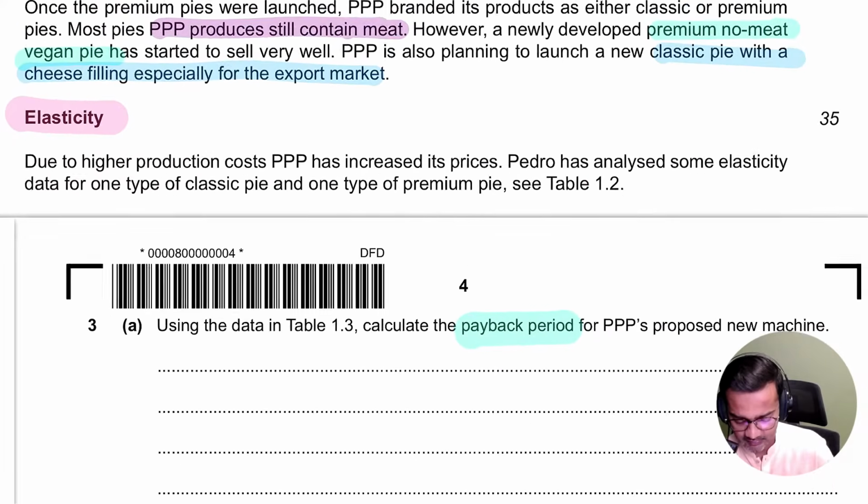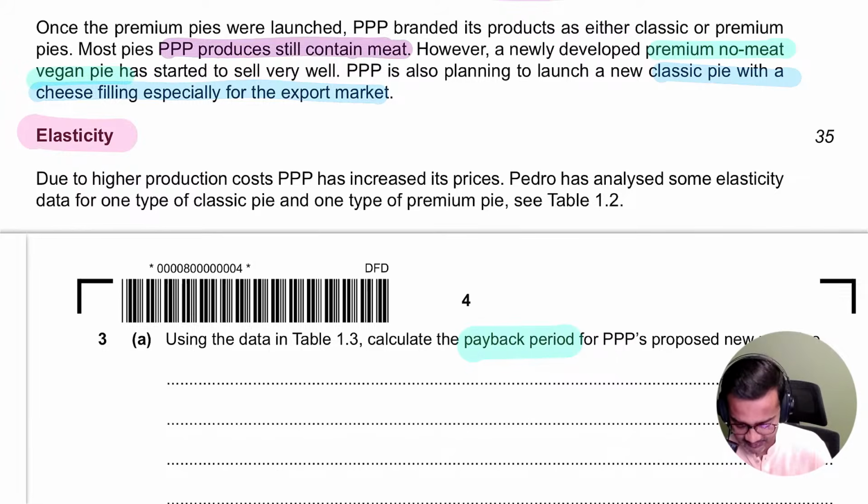So next up is a discussion on elasticity. Now, due to higher production costs, PP has increased its prices, right? So if you don't increase your prices, you don't make the revenue. If you don't make the revenue, you don't make the profit. So they are forced to increase their prices. Pedro has analyzed some elasticity data for one type of classic pie and one type of premium pie, see table 1.2.